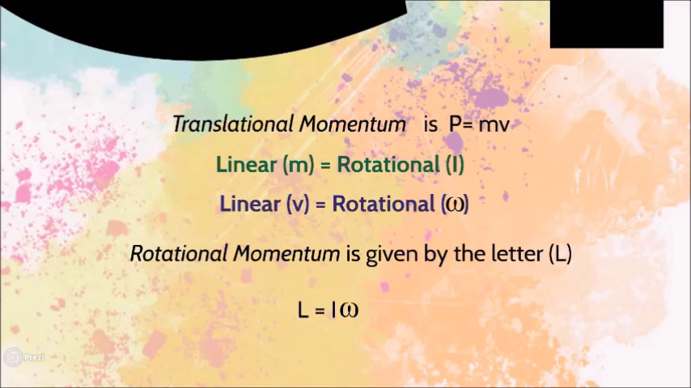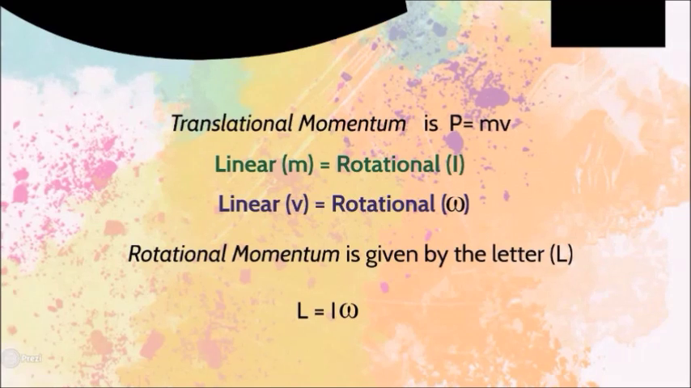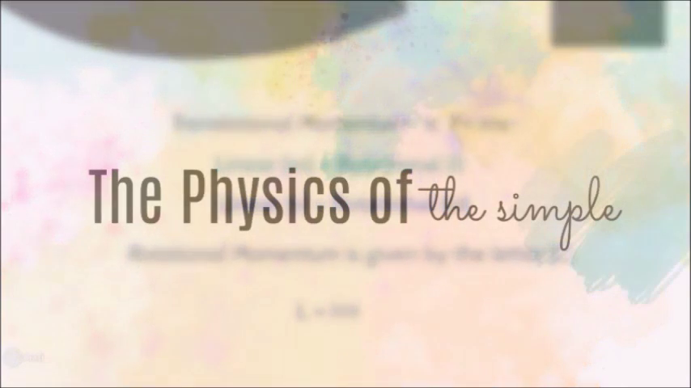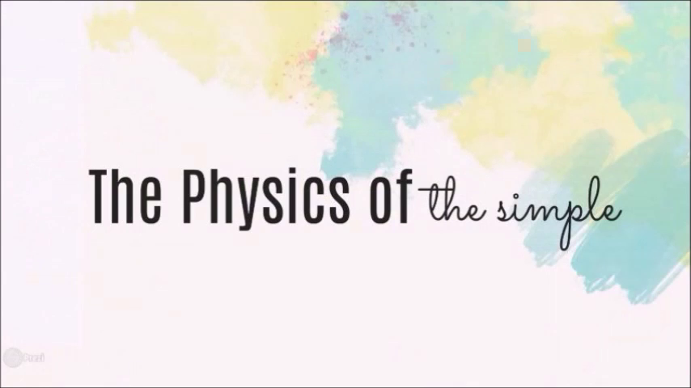The equation is L equals I times omega, where once again, I is moment of inertia and omega is rotational velocity. Well, there you have it. Physics of the simple, with 3 incredibly basic actions made complicated by physics.